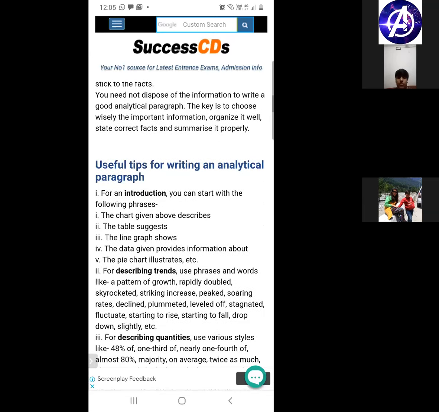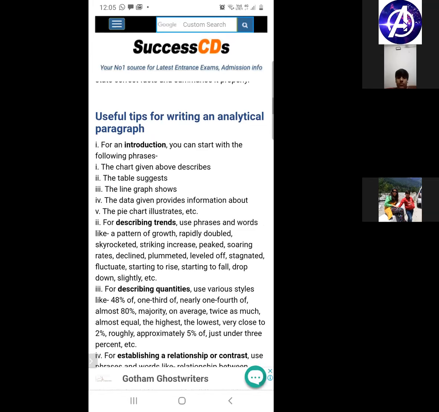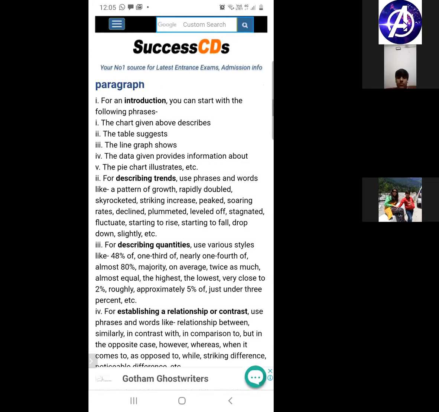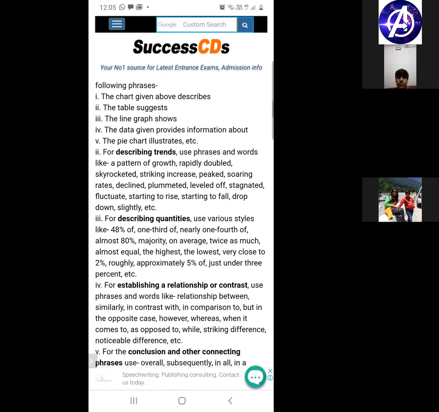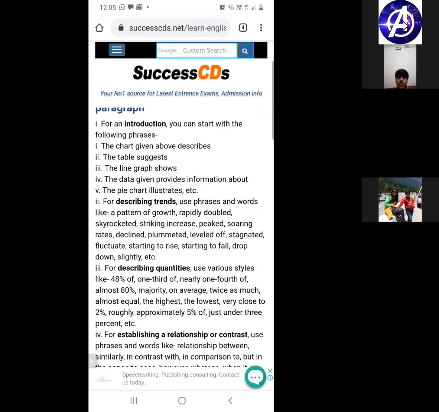Now, these are some things which we can use. I'm just going through it. Like the introduction, the introductory stanza where we are just going to introduce the topic on which we are giving the paragraph, we can start by writing: the chart gives, the table suggests, the graph shows, it is a description of, the graph reveals, the data given provides information about, the pie chart illustrates. These kinds of phrases we can use in the beginning of the introductory stanza.